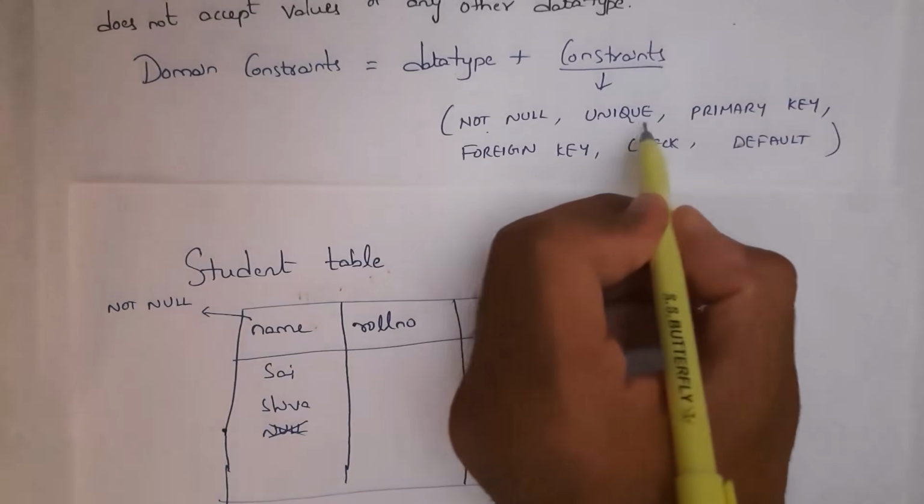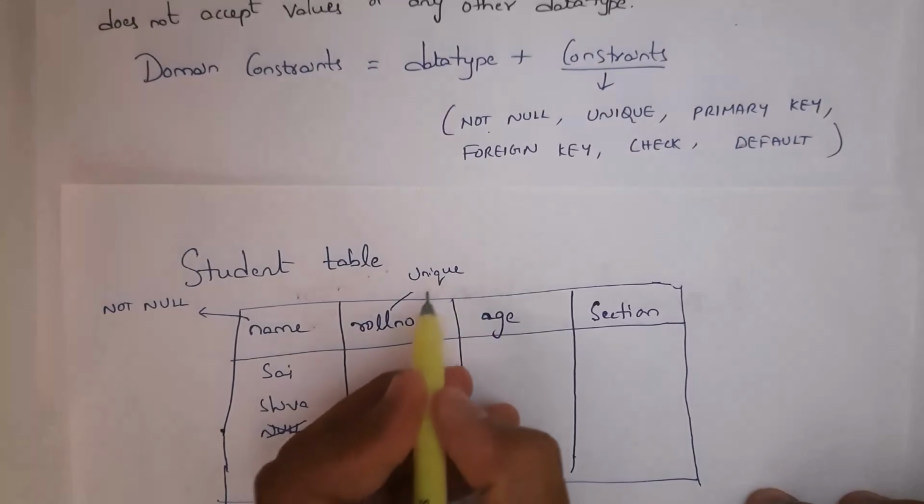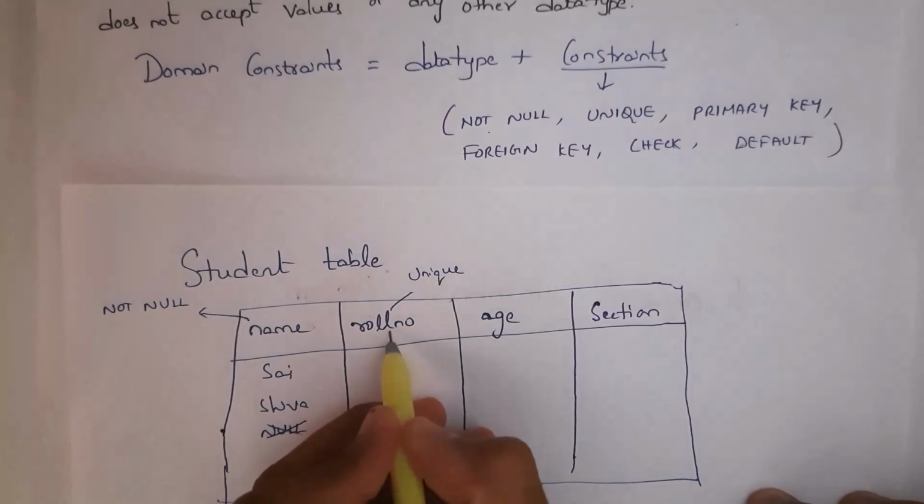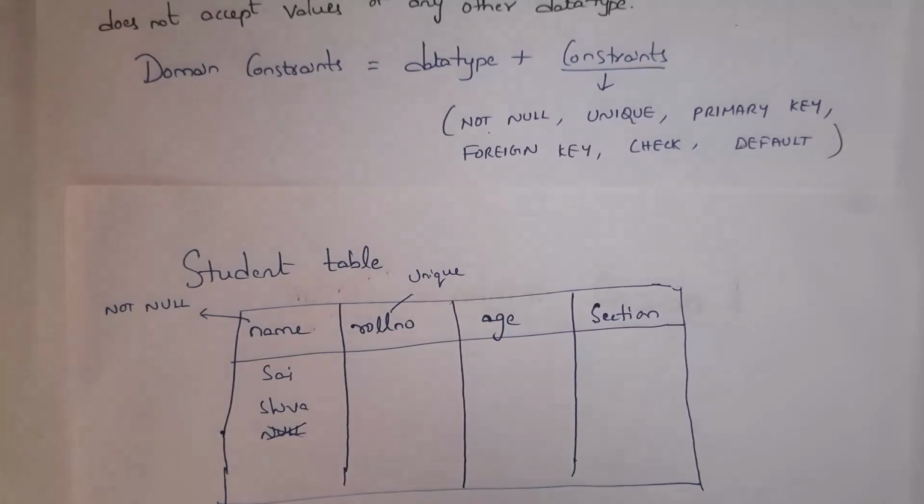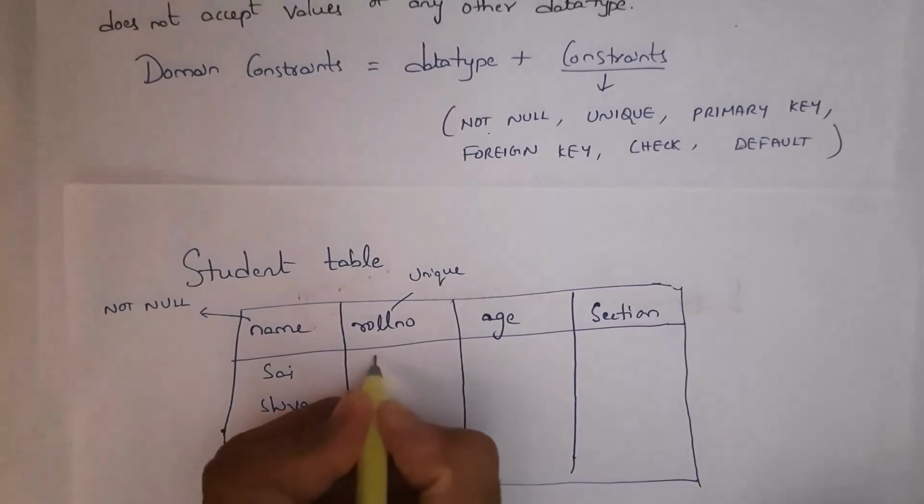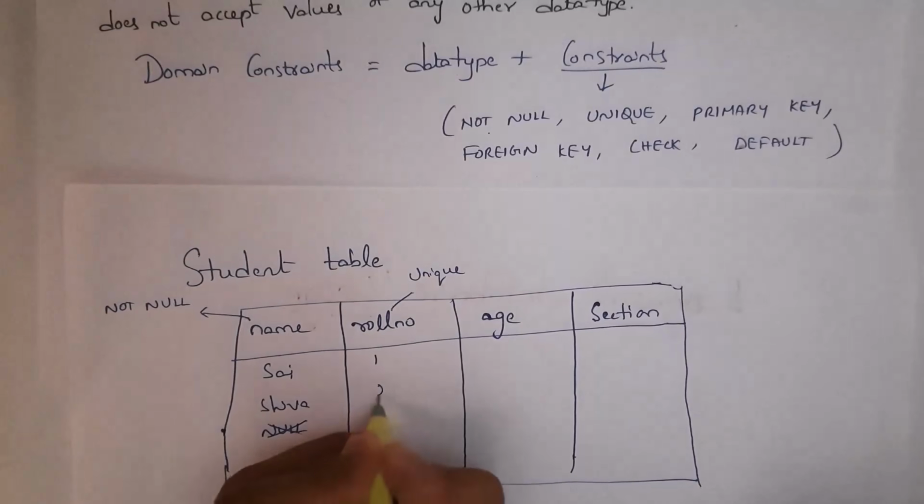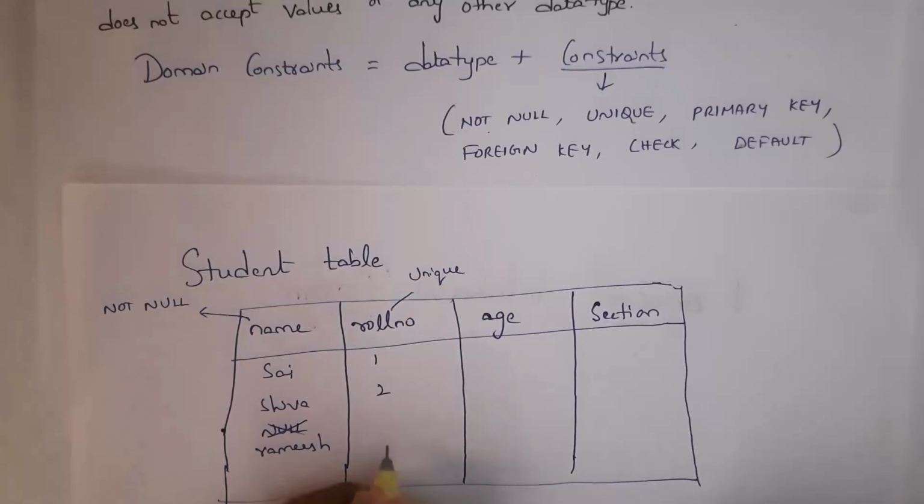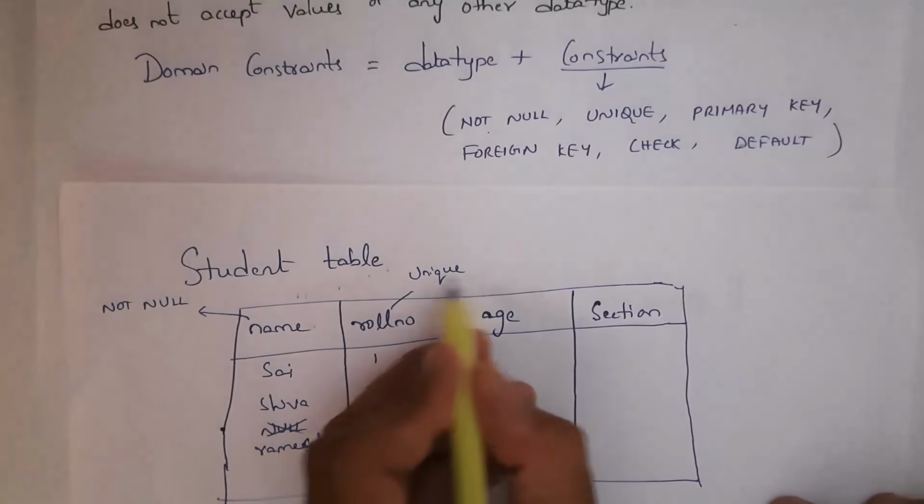The next constraint is the unique constraint. For example, I applied the unique constraint to this roll number column. Whenever I apply the unique constraint to this roll number column, then this column will accept only unique values. For example, for Sai I took roll number 1, for Shiva I took roll number 2. Next time for Ramesh again I took roll number 1. But it will not accept that because I applied the unique constraint.